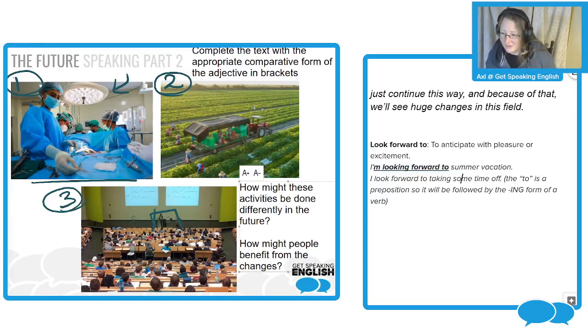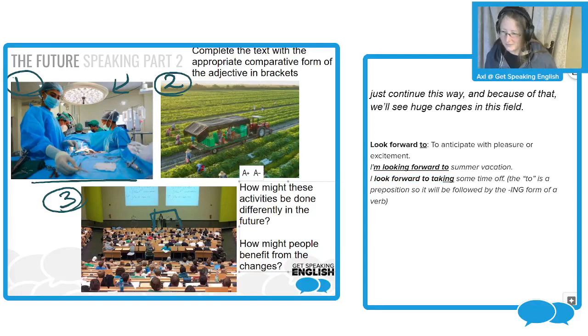And just a reminder, because this "to" here is a preposition, part of this set phrase, if we're going to put a verb after it, that verb actually needs the -ing form. So for example, I'm looking forward to taking some time off. I'm looking forward to hearing from you. I'm looking forward to speaking with you. Anytime we have a verb after "look forward to," it's always going to be the -ing form. All right, so that's a really important detail on that one.